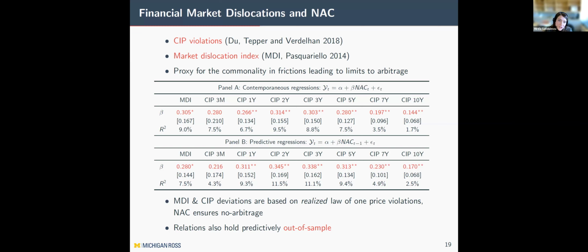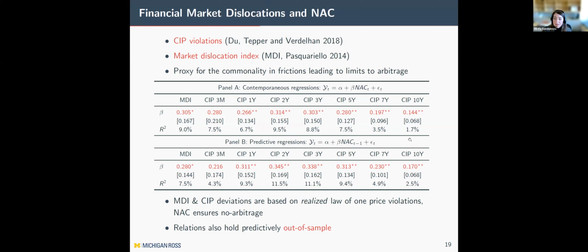And the third such example is going to be ADRs, or American Depositary Receipts. So the fact that when a foreign firm is going to trade in the US, the price at which it's going to trade is going to be slightly different than the foreign price. All right, so what do we do then? We are going to run both contemporaneous regressions on these different violations from the law of one price observed in the data on our NAC, both contemporaneously, but also predictive regressions.